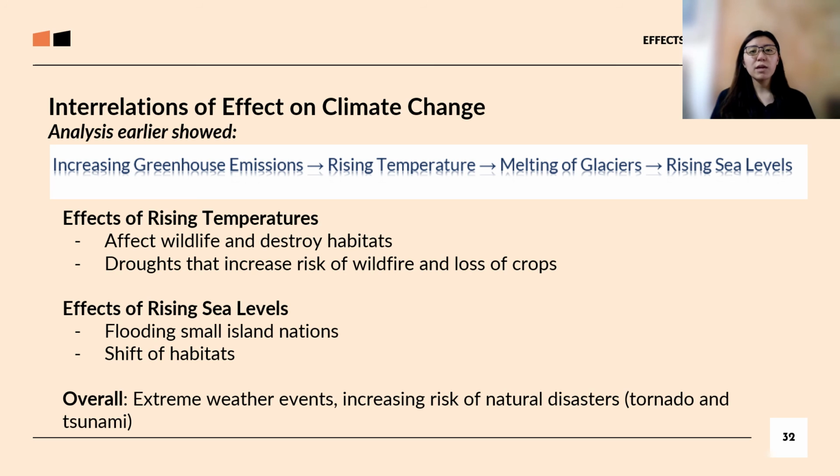Some effects of rising temperature on the climate would be affecting the wildlife and destroying their habitats, as they are forced to shift to cooler areas, and it could also result in droughts that increase the risk of wildfires and the loss of crops. Whereas for the effect of rising sea levels, it could cause the flooding of small island nations, and species who are required to live in cold areas will be required to shift their habitats, such as penguins. And one overall effect would be the increasing occurrence of extreme weather events, increasing the overall risk of natural disasters such as tornadoes and tsunamis.